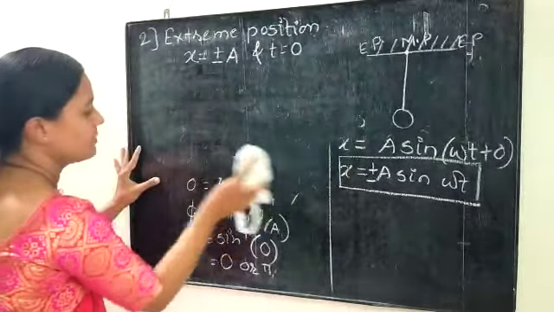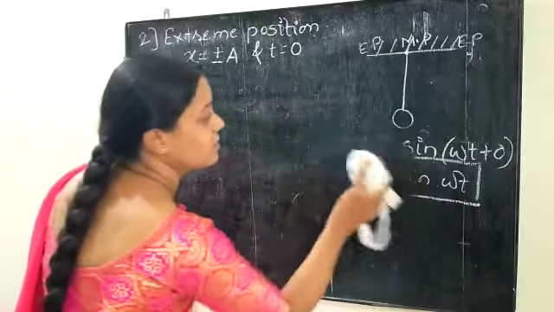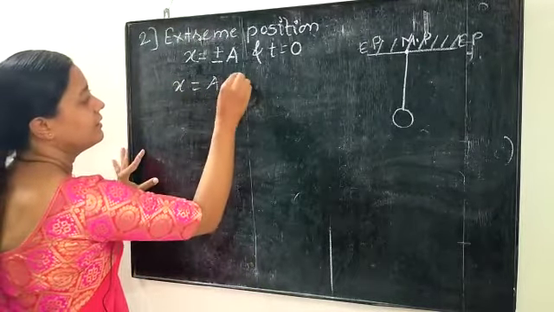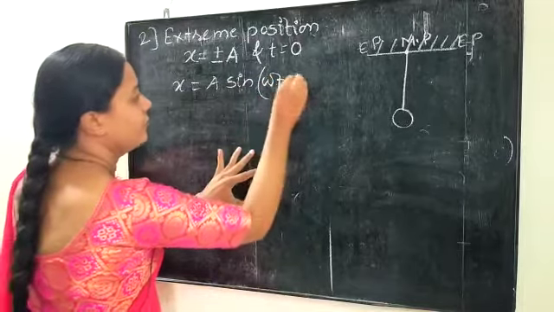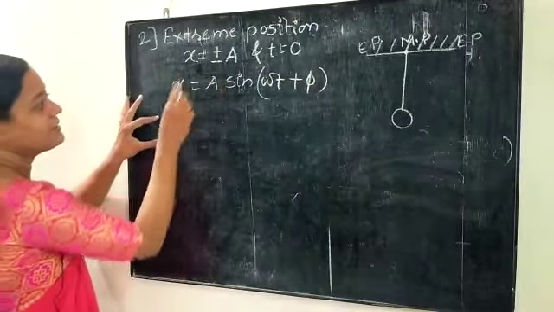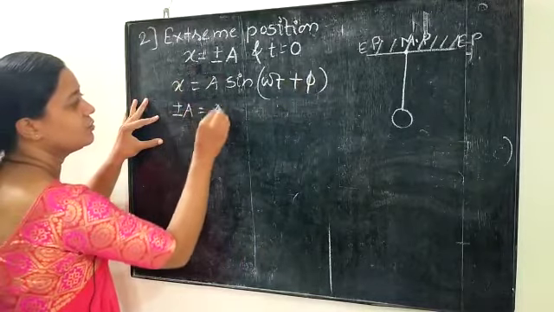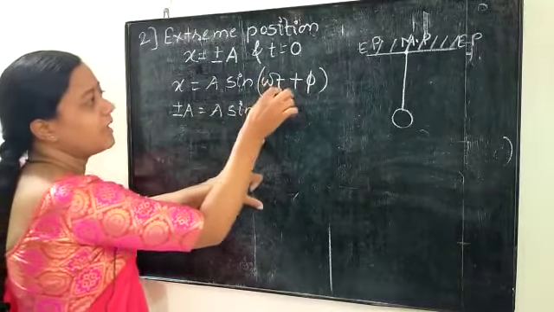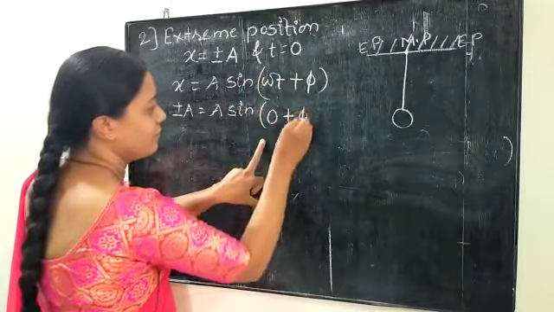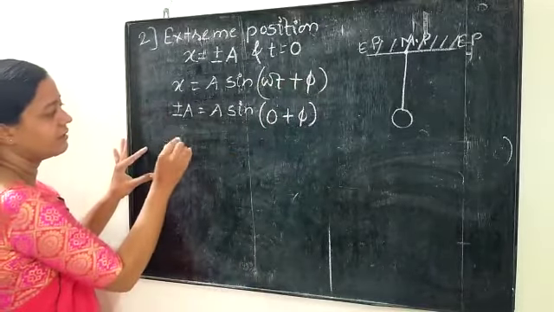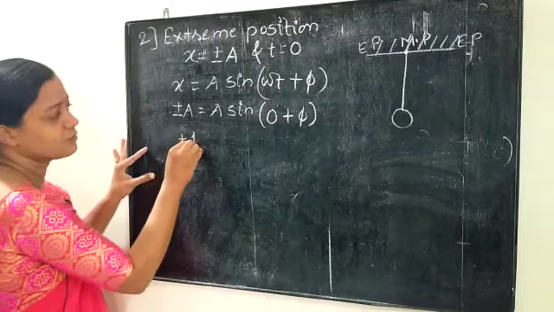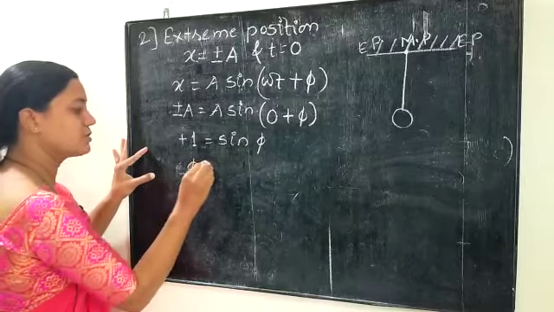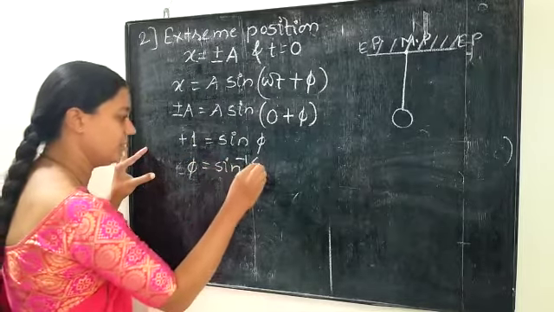Again we substitute this value in the expression for the displacement, x equals a sin omega t plus phi. So plus or minus a equals a sin, omega t. If we replace t by 0, then omega into 0 is 0, plus phi. Then a is cancelled, and we get plus or minus 1 equals sin phi. So phi equals sin inverse 1.